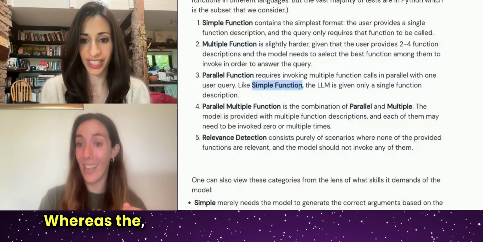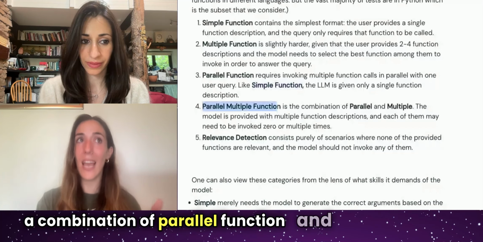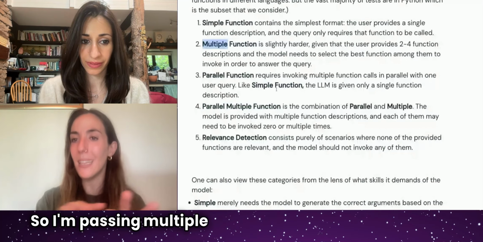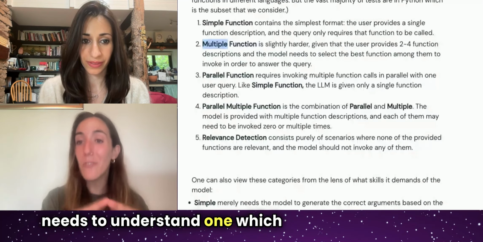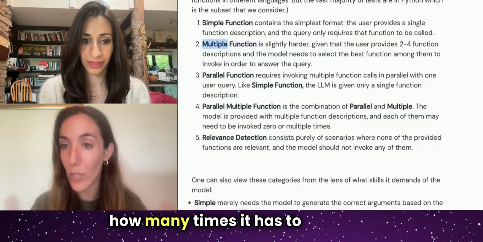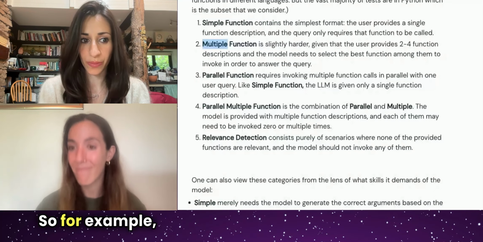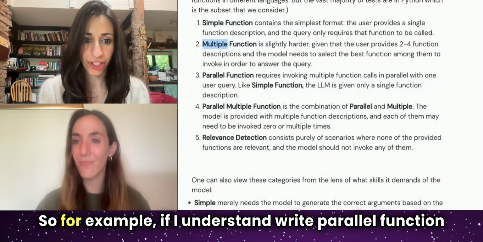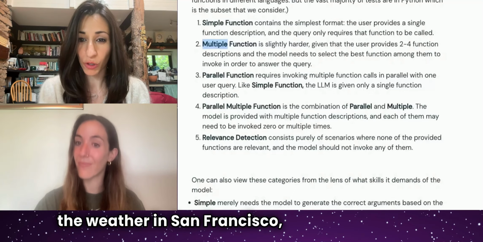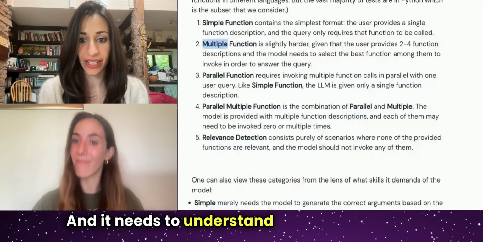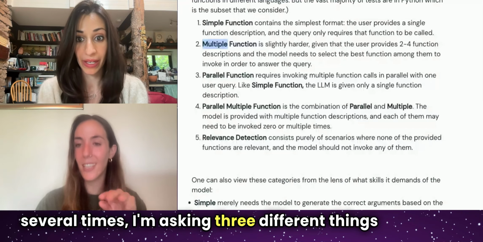Whereas the parallel multiple function is a combination of parallel function and multiple function. So I'm passing multiple functions, and then the LLM needs to understand which functions to use and how many times it has to hit them, so it can hit them multiple times. Difficult. So, if I understand right, parallel function is just if I'm a user and I ask what's the weather in San Francisco, Paris, and London, and it needs to understand that it should hit it several times. So I'm asking 3 different things in parallel.